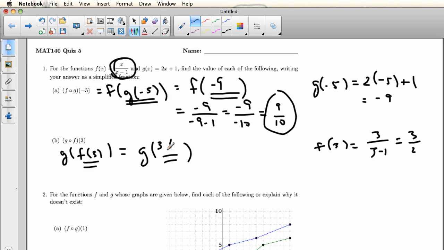So instead of g of f of 3, this is g of 3/2. Now I have to turn my attention to the g function and figure what that is. So the g function says I should take twice x, here x is 3/2, plus 1, that's 3 plus 1, which is 4.